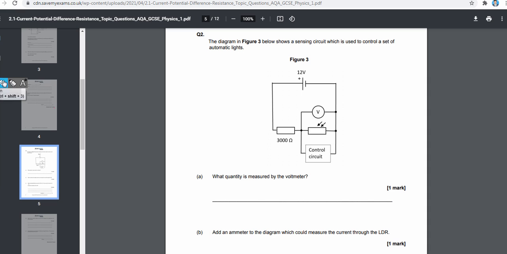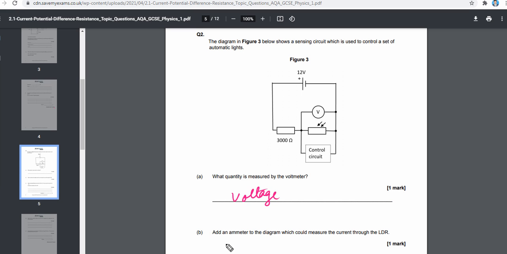Alright, so here we have an exam related question for the topic of electricity for IGCSE or GCSE Physics. The question reads: the diagram in figure 3 below shows a sensing circuit which is used to control a set of automatic lights. So we have a circuit shown on the figure, and in part A it asks what quantity is measured by the voltmeter. As we have discussed, the voltmeter measures the voltage, so we'll just write voltage.